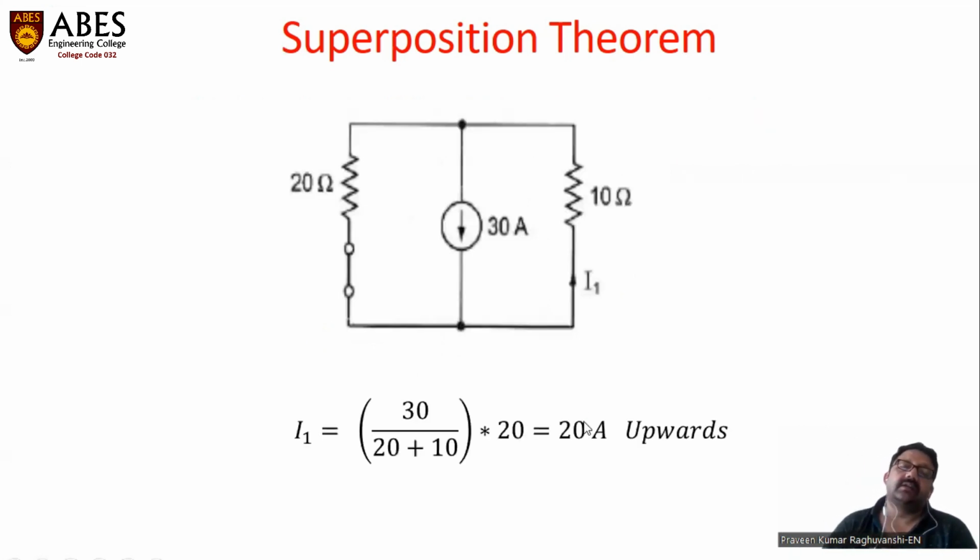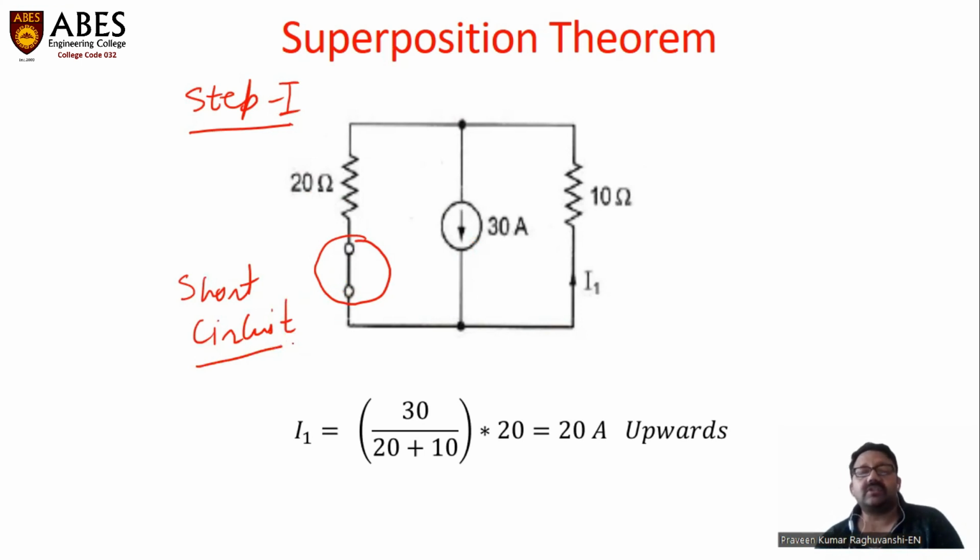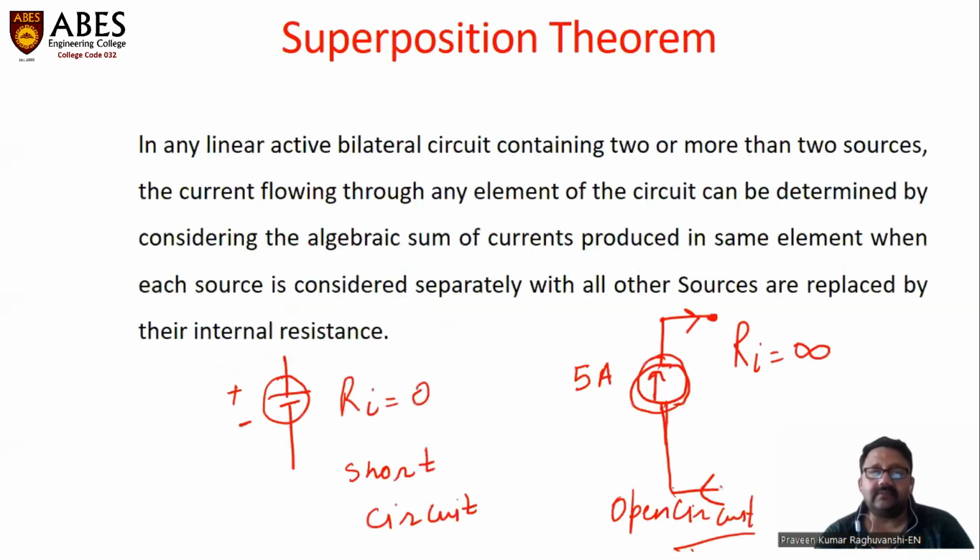Yes. So here we are considering the 30 ampere current source. This is step 1. When we are considering the 30 ampere current source, the voltage source which was earlier present in this particular branch is replaced by a short circuit. We are assuming that this voltage source is ideal in nature, as in the question no internal resistance is given.